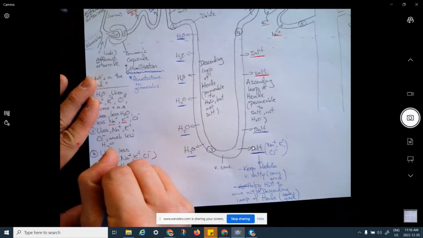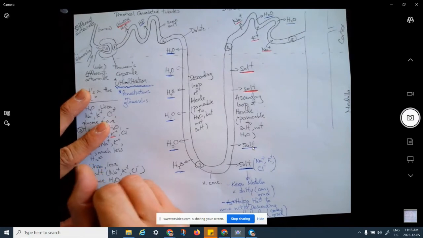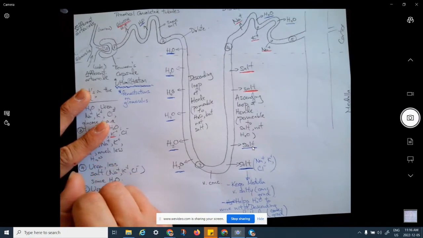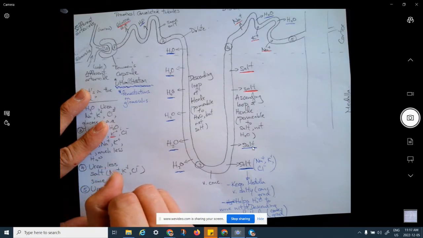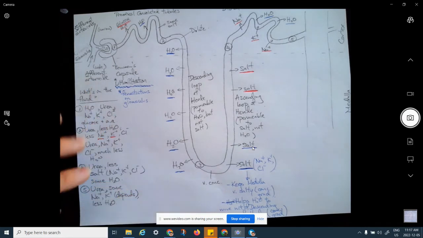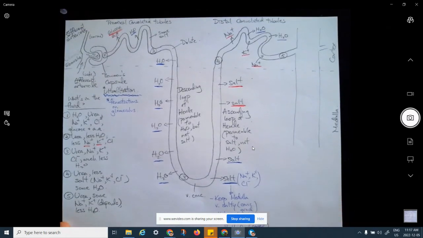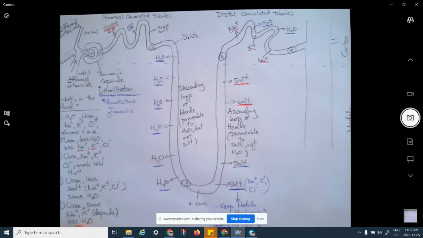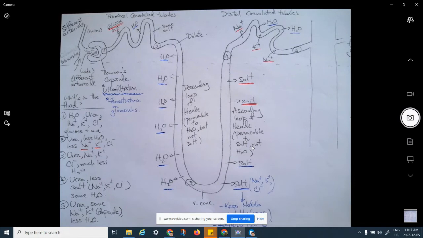You still have urea. Urea, you really want to get rid of that stuff, so you still have some sodium and potassium. It really depends on what's going on in your system at that point, and less water. Okay. So you can add that information onto your diagram now.